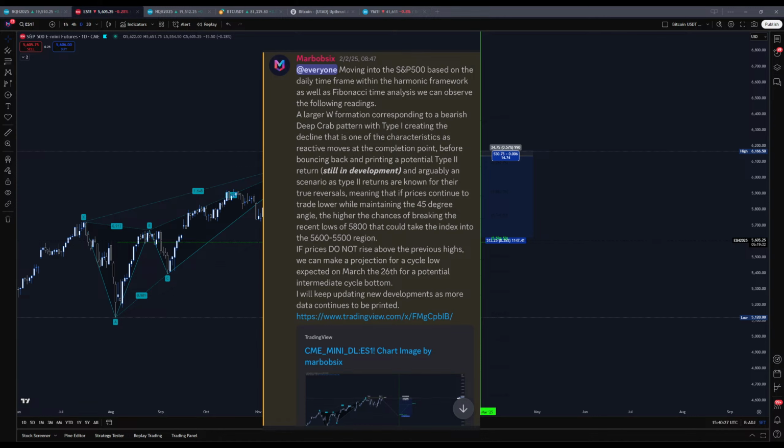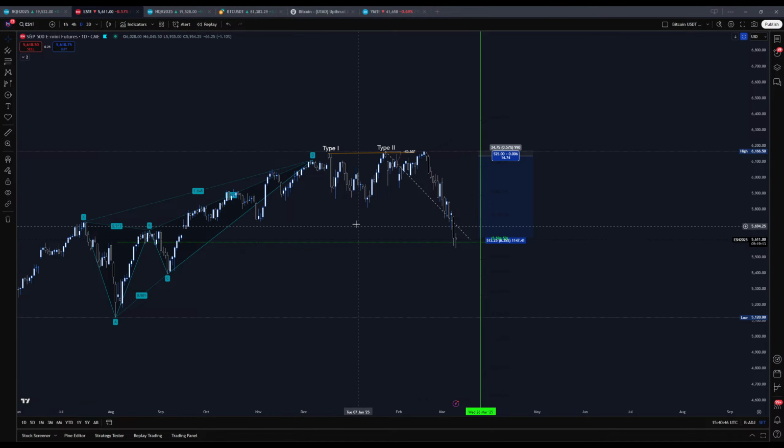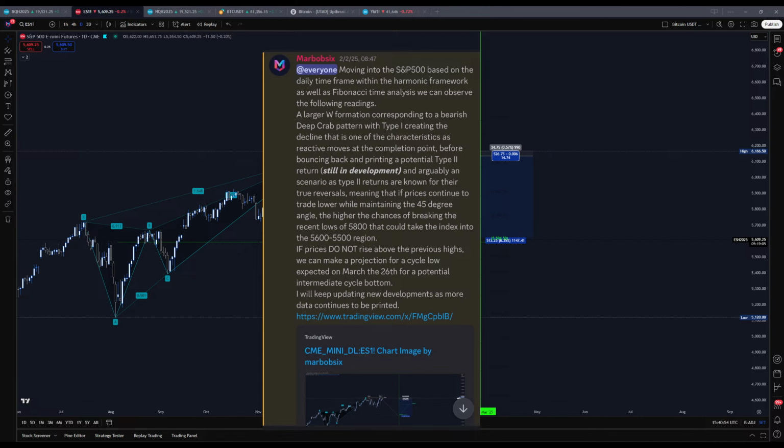point. Meaning that if prices continue to trade lower, there are other variables also, such as the 45-degree angle of that decline, then the higher the chances of breaking the recent lows of 5,800. 5,800 on the S&P, once again, was these lows, okay? The higher the chances, I said before, to break the 5,800 that could take the index into the 5,600 and 5,500 region. Okay, where are we today?